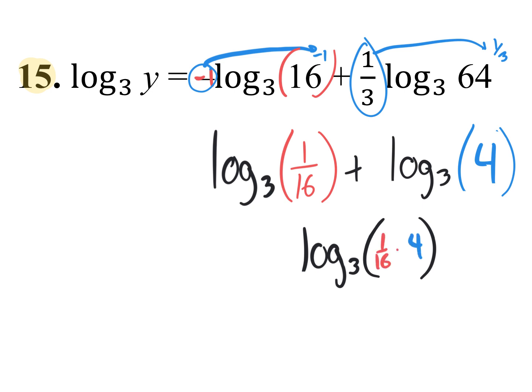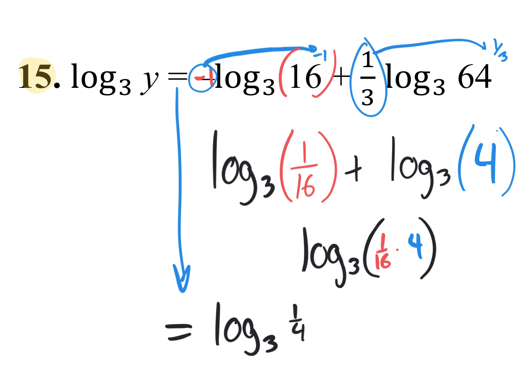So what I really have on the right side of my equal sign is log base 3 of 1/16 times 4, which is 4/16, and that reduces down to 1/4. So I really have log base 3 of 1/4. If you did this on the calculator, 1/16 times 4, it will reduce down to 1/4.